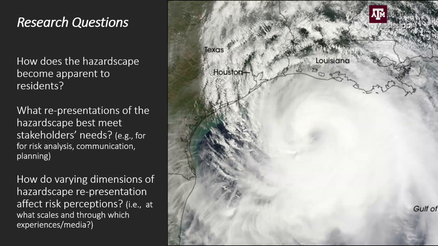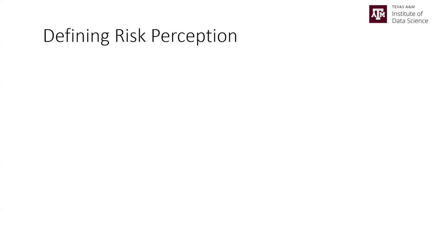And then how do varying dimensions of hazardscape representation affect risk perceptions among the public and to some extent policymakers? So at what scales and extents and through which experiences and media can we best drive a recognition of the significant risks that storm surge poses for those living on the coast in the Houston-Galveston metro area.